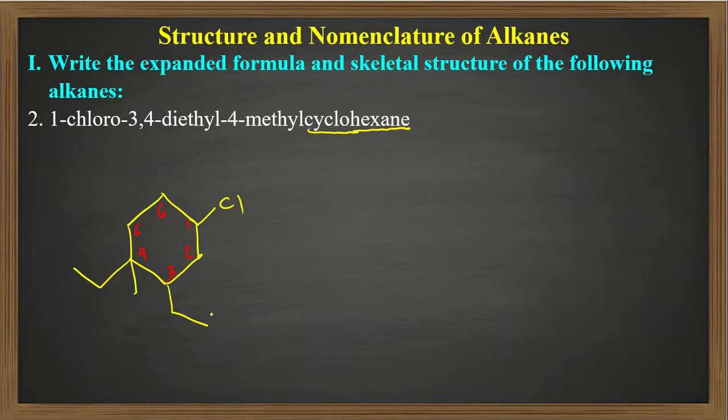That's the structure for this one. We have here 1-chloro, 3,4-diethyl, and then 4-methyl cyclohexane. Okay? So pwede po, if your numbering is counterclockwise, this will be carbon number 2, carbon number 3. The same lang gihapon, just follow kung asa nabutang ang inyong substituents. Okay? You can do that one.